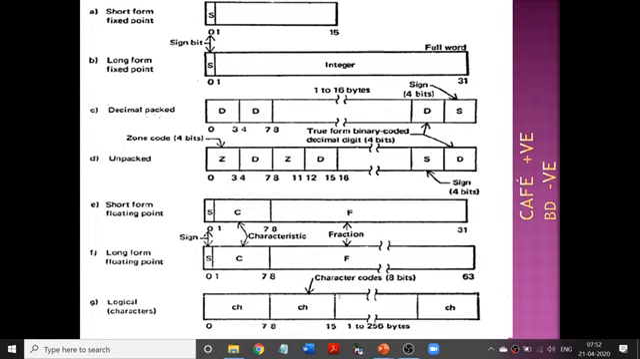Before going into the decimal packed and unpacked, I will move on to the floating point numbers. We had fixed point numbers, now we are going to say floating point. Short form fixed point we studied, now we are going to study short form floating point and long form floating point number. So what is a short form floating point number? One thing you have to remember is the size, 0 to 31, which is 32 bits. So the size of the short form itself is 32 bits.